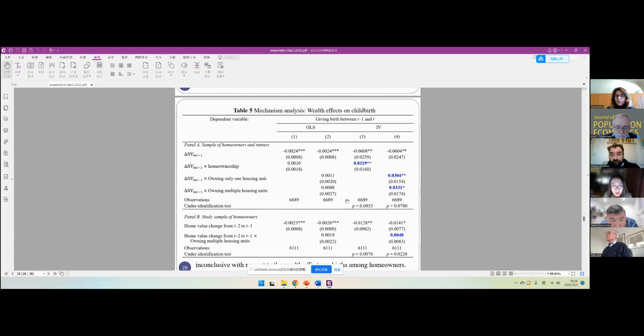Let's look at the results. Here, the IV results. We can see the interaction between these two variables is positive and significant. However, this pattern may also result from a smaller negative cost effect for homeowners compared with renters.